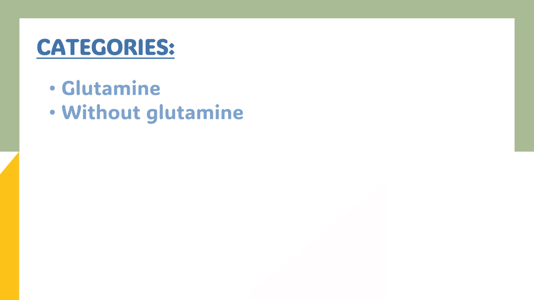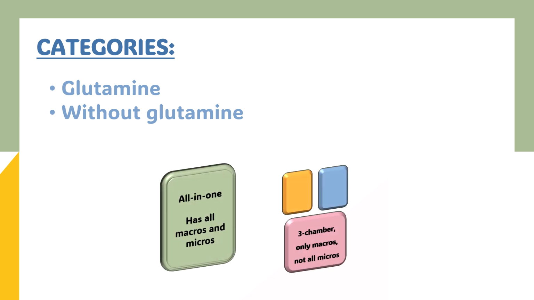Basically, you could also split it into other categories if you'd like to, but this is easier to work with. And then also we have the all-in-one bags versus the three-chamber bags. All-in-one bags contain your macronutrients as well as your micronutrients. These are generally kept in the fridge in your hospitals. They store it in the fridge. So yeah, you don't really need to supplement with additional micronutrients.